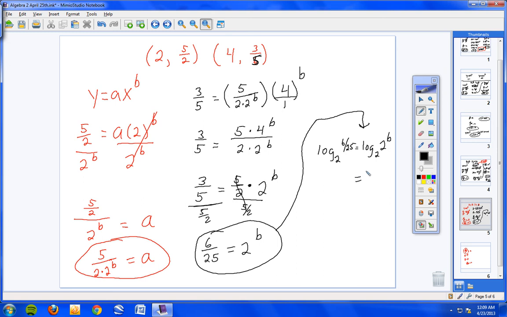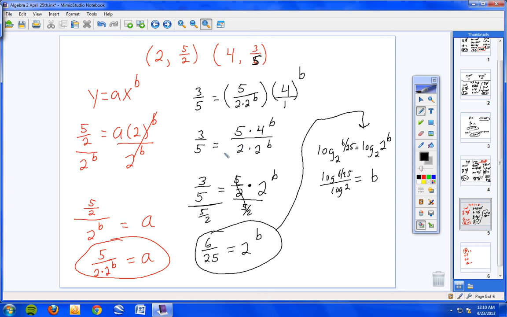Now on the right side, we know whenever the base of the logarithm matches the base of the argument, everything cancels out except for the base. So I'm going to put b right here. And then over here, you type this into your calculator. Remember, you have the log of what? 6/25 divided by the log of what? 2. So go ahead and type that into your calculator.